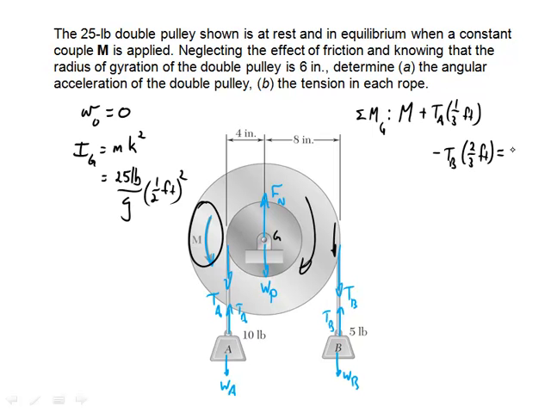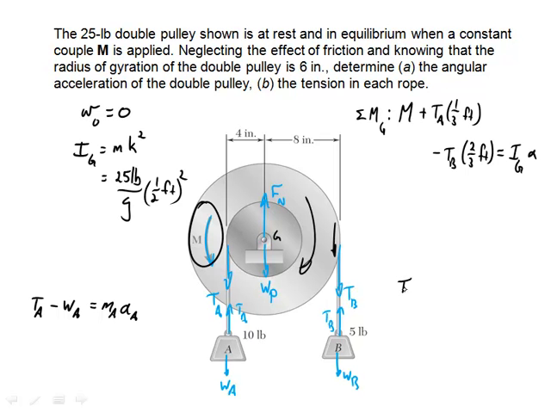And all of this is going to equal I sub G times alpha, which of course I know what I sub G is. I don't know tension A, I don't know tension B, so there are 4 unknowns here: M, T sub A, T sub B, and alpha. So I'm going to need 4 equations. So what I have to do now is look at the masses themselves. If I look at A, I can see that T sub A is up, W sub A is down, and that's going to equal M sub A times the acceleration of A. I do know what WA and M sub A are, but I don't know the acceleration of A, so I seem to have added another unknown.